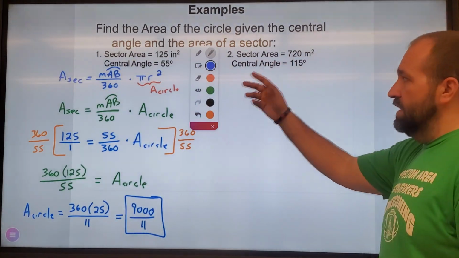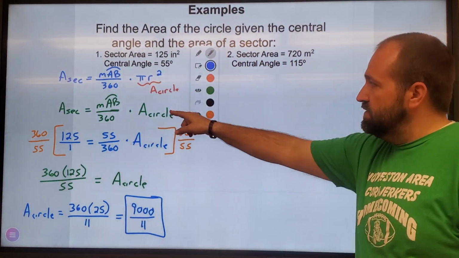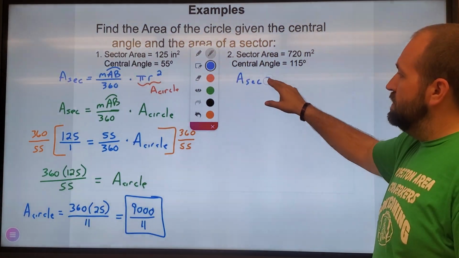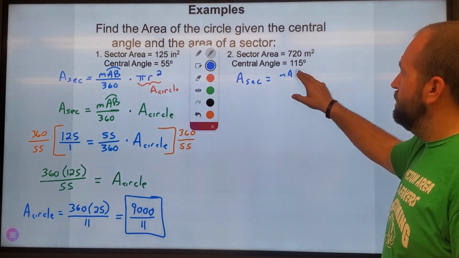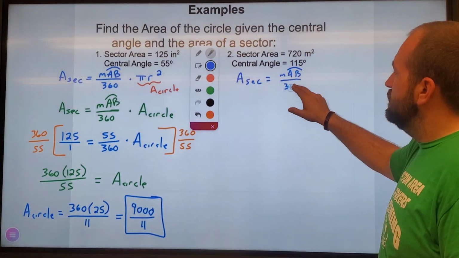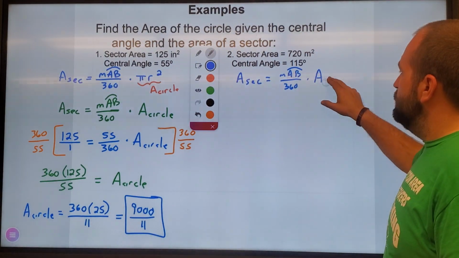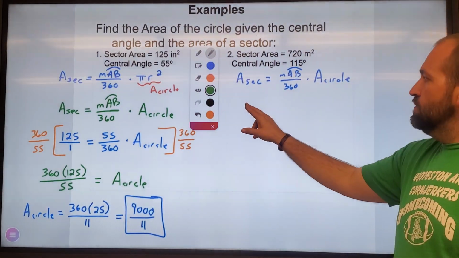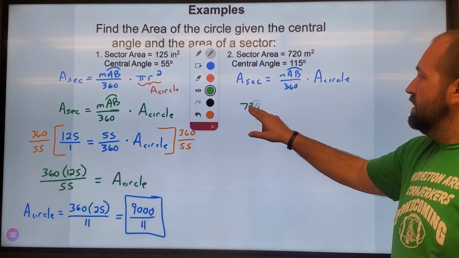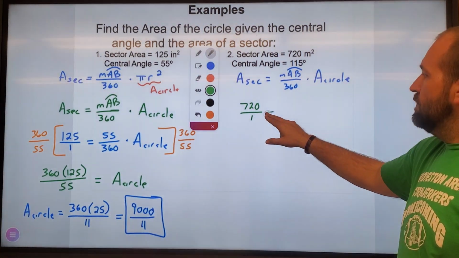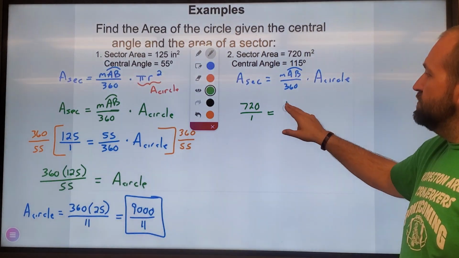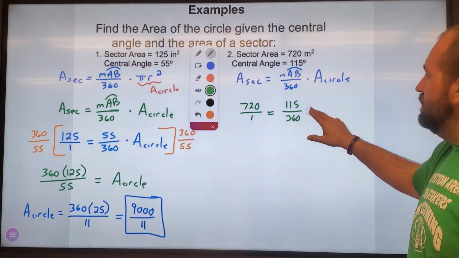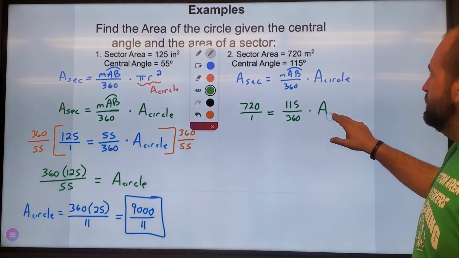Second one here, again, same thing. I'm just going to replace this right away because we have it sitting there. So I'm just going to rewrite area of a sector is equal to the measure of AB over 360 times the area of the circle. Again, plugging in what I know, so the area of a sector there is 720. And again, I'm going to put it over 1 equals the measure of AB, or the central angle, over 360 times the area of the circle.